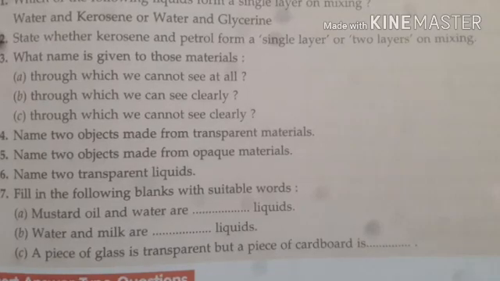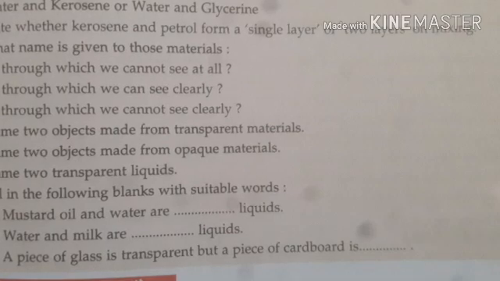12th question, state whether kerosene and petrol form a single layer or two layers on mixing. It forms two layers. Why? Because kerosene and petrol, they are immiscible with the water, that's why they form two layers upon mixing with water. 13th question, what name is given to those material through which we cannot see at all, that is opaque material, through which we can see clearly, that is transparent, through which we cannot see clearly, that is translucent.